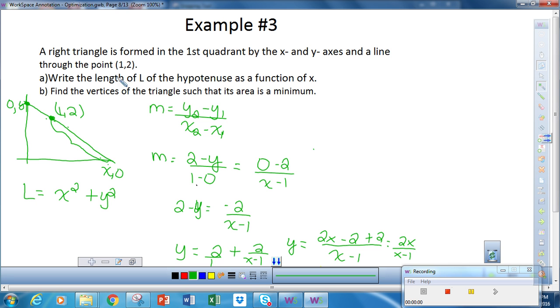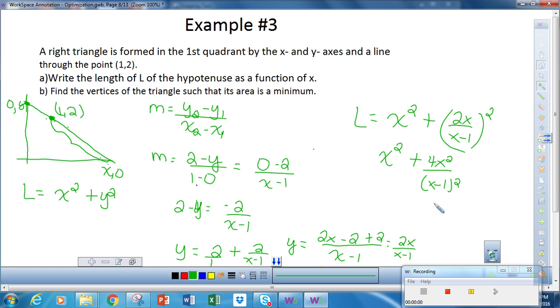So now going back to what it asked me to do, which is to write the length of the hypotenuse as a function of x. My hypotenuse is then the square root of x squared plus y squared, which would be x squared plus the quantity 2x over x minus 1, squared. And of course, I could write that as x squared plus 4x squared over (x minus 1) squared. And that is actually the answer for that. Okay, now let's do the second part.